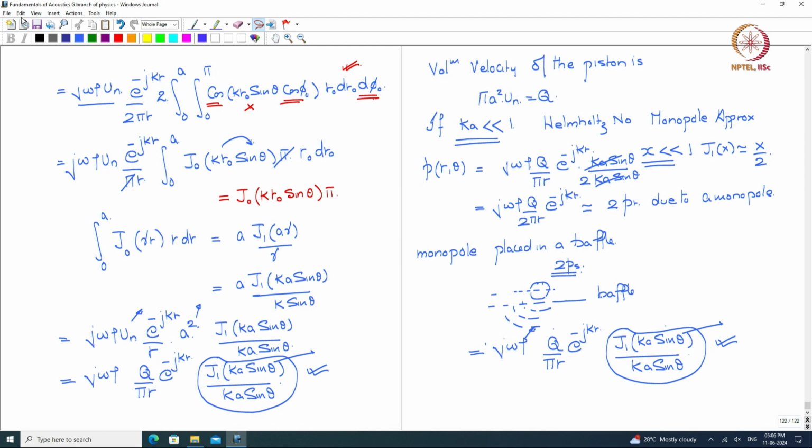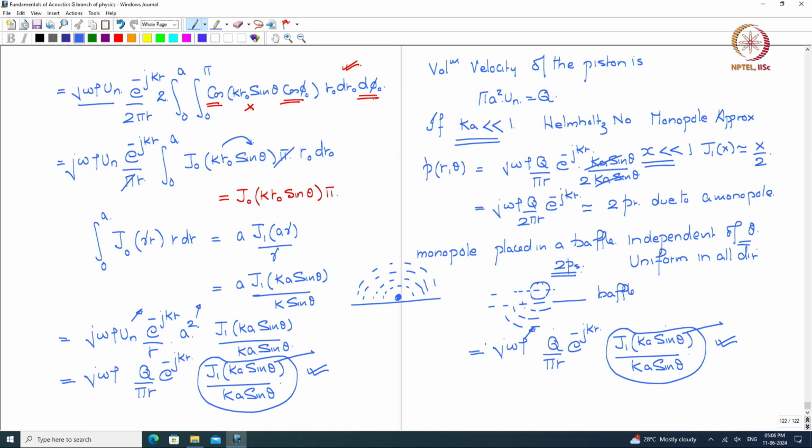Before I move further on, this is a monopole sitting on a baffle, and notice that it is independent of theta. Okay, so it has uniform radiation in all directions. There is this monopole sitting on a baffle, it has no theta dependence, and of course no phi dependence also.